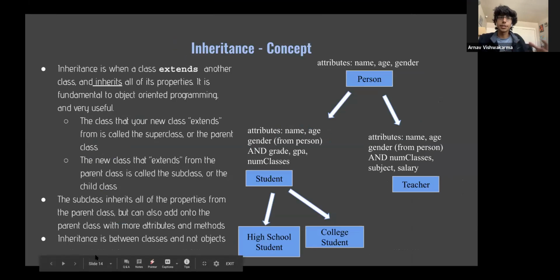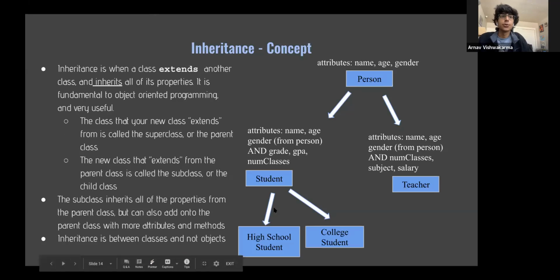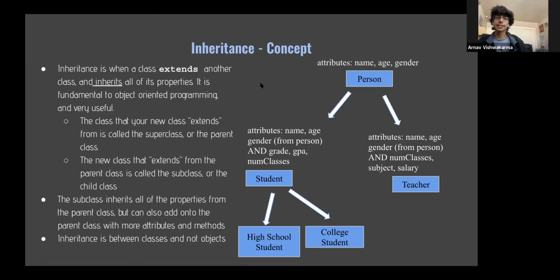We covered object-oriented programming previously, but this goes more in depth with that. Inheritance is basically when one class extends from another class, and the new class that extends from it inherits all of the properties. Inheritance is really fundamental to object-oriented programming, and is quite useful when you use it right. The class that your new class extends from is called the parent class or the superclass, whereas the new class that you make is called the subclass or the child class.